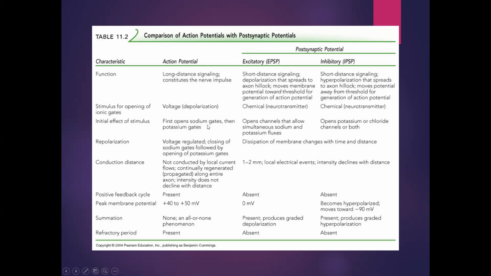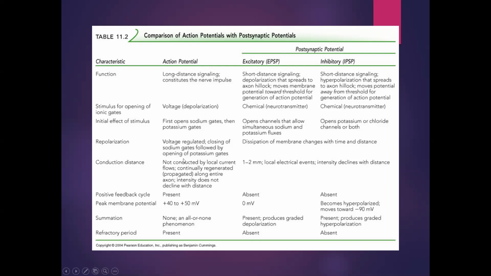What is the effect of the stimulus? Open sodium gates, then potassium, because remember we have the voltage, sodium opens and then potassium. And now we're just opening the chemically gated one right here. Remember, lots of sodium in, but a little bit of potassium goes out too, but remember it's mostly sodium. And then I said that IPSPs are either potassium or chloride channels or both, okay?